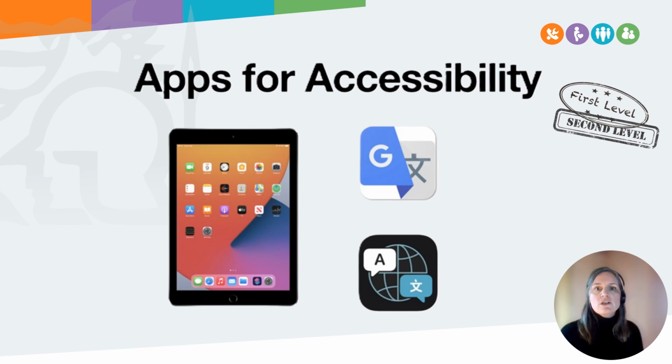So firstly, a good app for accessibility when writing is the Google Translate app for those children who've got English as an additional language. You can find the transcribe function, which is really useful for children and families with English as an additional language. All you have to do is speak into the app and it will translate what you're saying into text instantly.